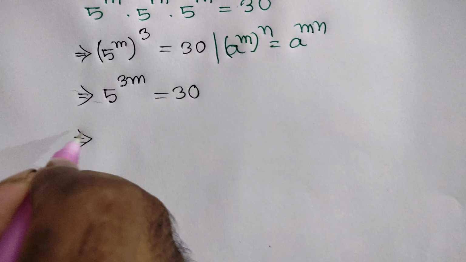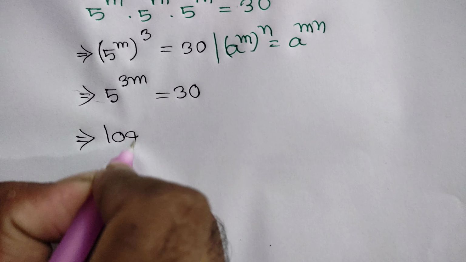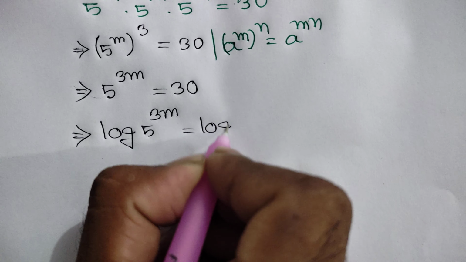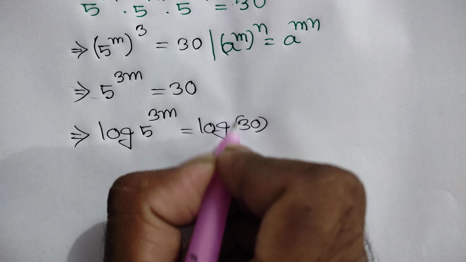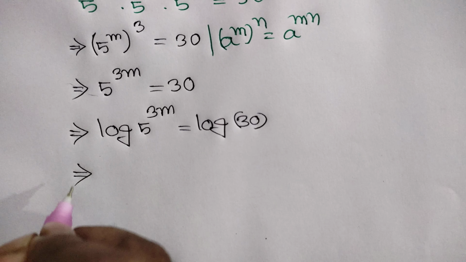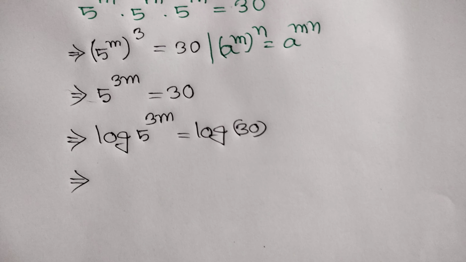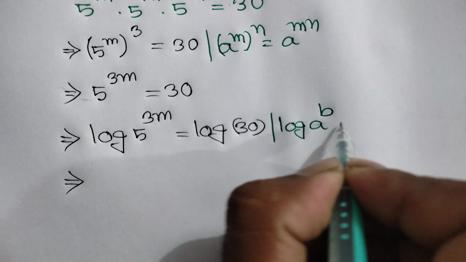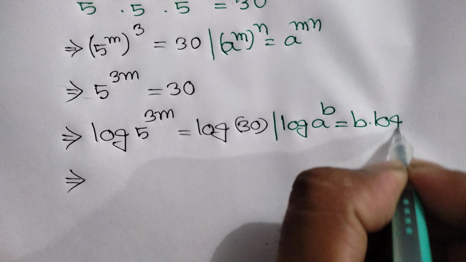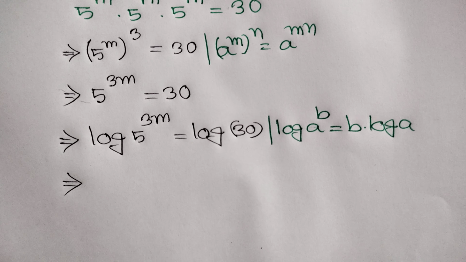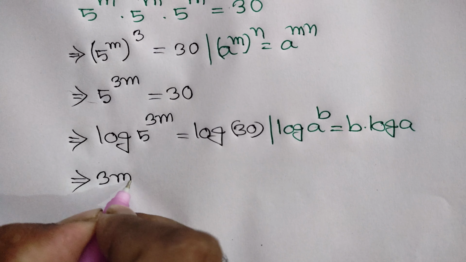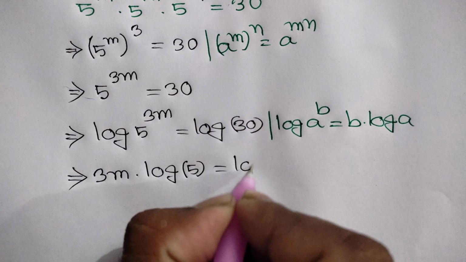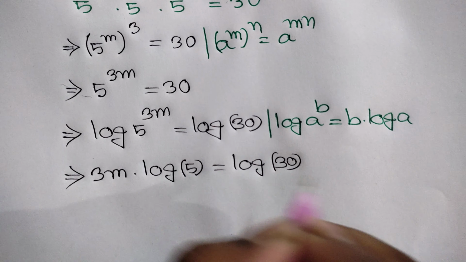Now taking log on both sides, we can write log of 5 to the power 3m is equal to log of 30. Again we know a logarithm formula, log of a to the power b is equal to b times log of a. So applying this rule, we will get 3m times log of 5 is equal to log of 30.